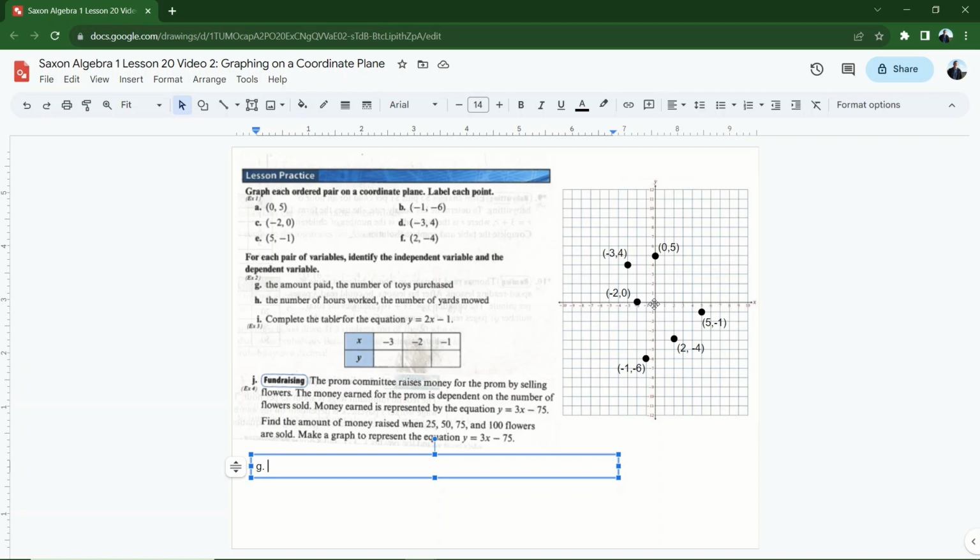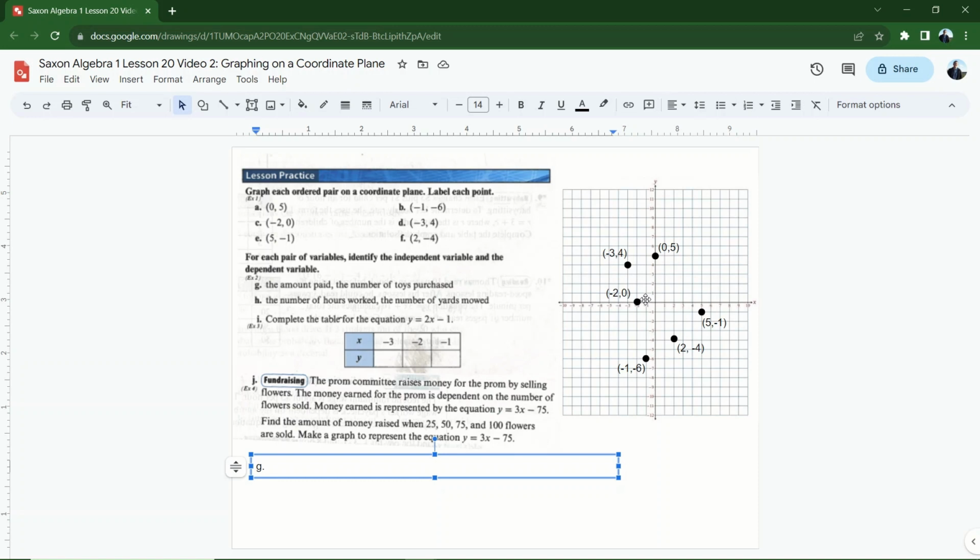The second number is how far you go up or down. If it's positive, you go up. 1, 2, 3, 4, 5. This is the point (0, 5). Letter B, (-1, -6). Oh, I have to go to the left one. Negative 6 is down 6. 1, 2, 3, 4, 5, 6. (-1, -6). (-2, 0), I go 2 to the left, but then I don't go up or down on the y-axis because it's 0. There's no vertical distance. So I'm just going to leave that one right here at negative 2 on the x-axis. I'm not moving up or down on the y-axis.